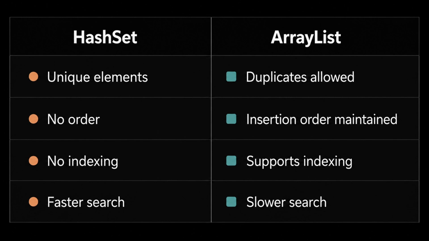Okay, so we are comparing these two implementation classes, HashSet and ArrayList. Before comparing, we should know the hierarchy in our mind: where each belongs, what the parent interface is, and which interface these implementation classes implement. So now let's come to the difference.